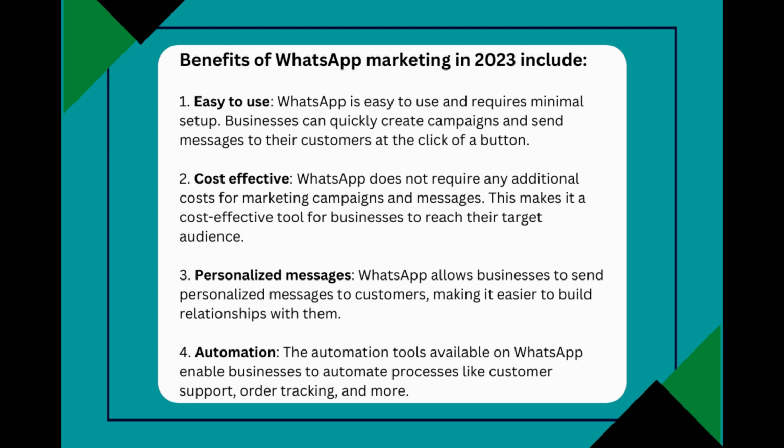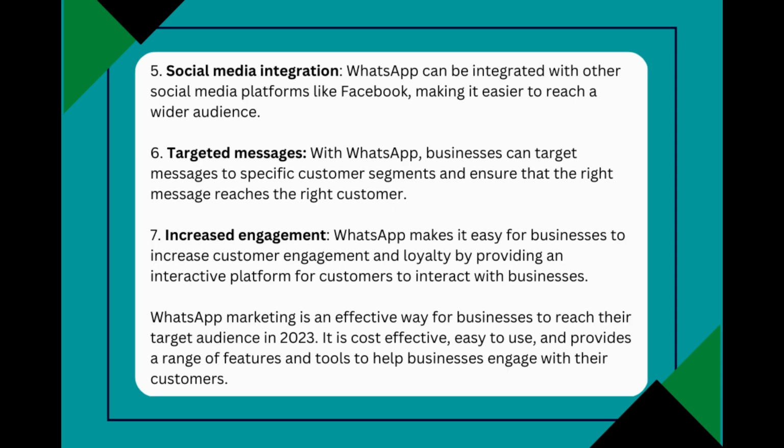3. Personalized messages. WhatsApp allows businesses to send personalized messages to customers, making it easier to build relationships with them. 4. Automation. The automation tools available on WhatsApp enable businesses to automate processes like customer support, order tracking, and more. 5. Social media integration. WhatsApp can be integrated with other social media platforms like Facebook, making it easier to reach a wider audience. 6. Targeted messages.